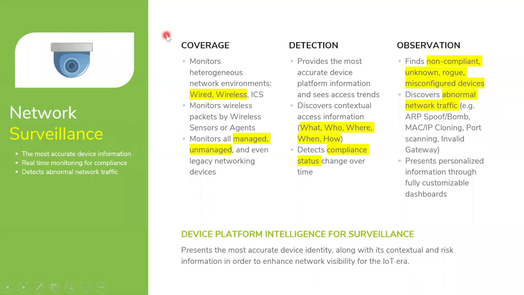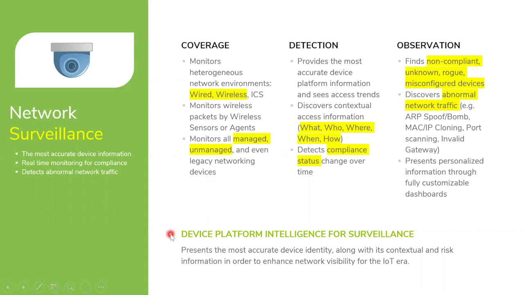So when we talk about network surveillance, we're talking about being able to cover the various portions of your network, whether it be wired or wireless, managed or unmanaged. And we're also going to be talking about the basic information, the who, what, when, where, how of a device and its compliance status, and to identify whether it's unknown or misconfigured or rogue. So those are the basics of network surveillance.